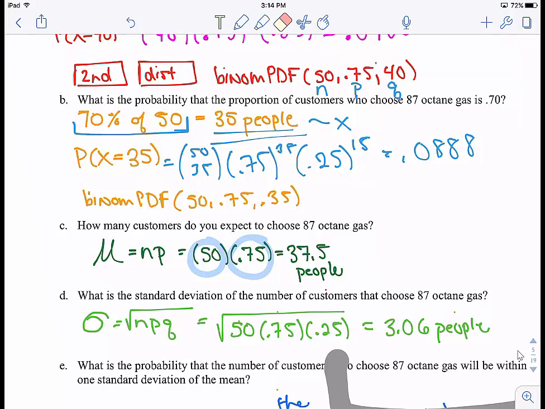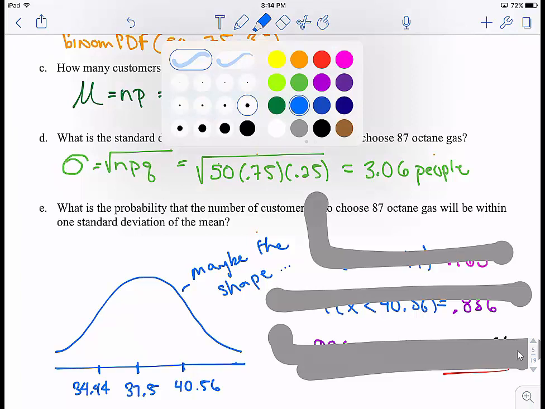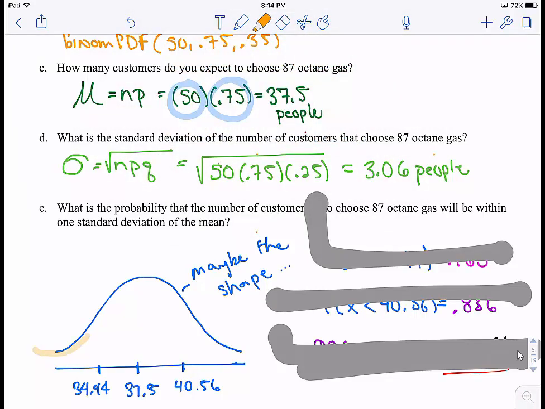So it's saying, on average, if you were to look at a group of 50 people, 37.5 of them, plus or minus 3, would get the 87 octane gas. What is the probability that the number of customers who choose 87 octane gas will be within 1 standard deviation of the mean? I do not know, well, I do, but you don't yet, the shape of the binomial distribution. So I'm just going to pretend it's kind of normal shaped and see how that works.